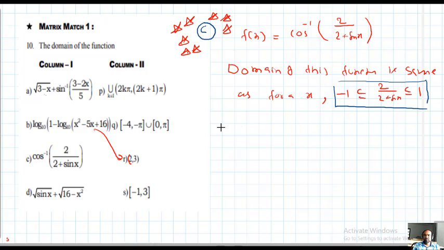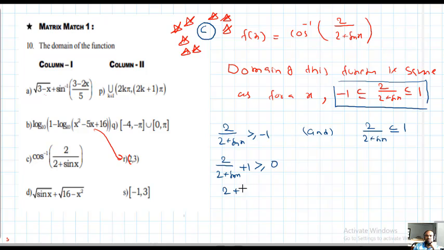Okay, now I want to divide into two pieces. First piece is 2 by (2 plus sin x) greater than or equal to -1, and 2 by (2 plus sin x) is less than or equal to 1. Students, I want to solve this inequality. 2 by (2 plus sin x) plus 1 greater than or equal to 0, or (2 plus 2 plus sin x) by (2 plus sin x) is greater than or equal to 0. That is (4 plus sin x) by (2 plus sin x) greater than or equal to 0.